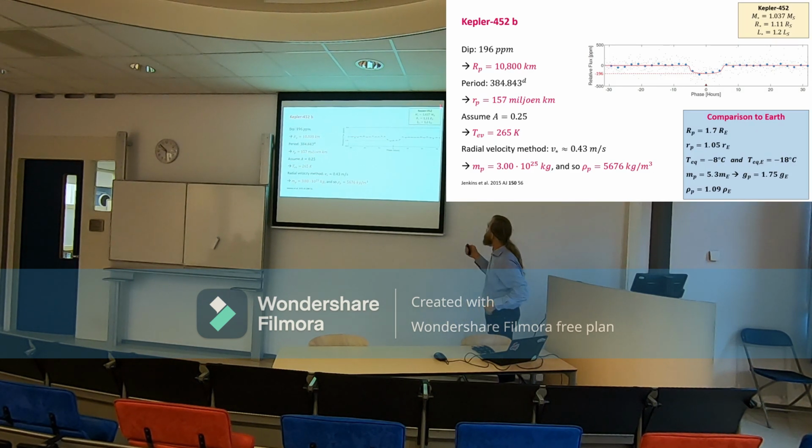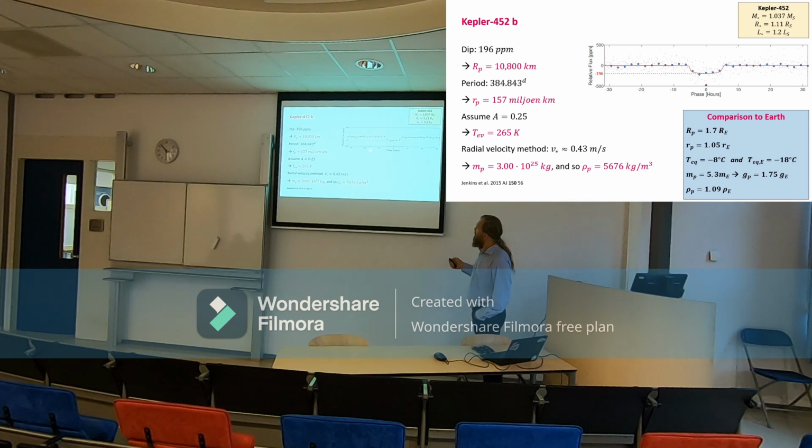So we have this star, Kepler 452. You see these numbers: the mass slightly more than the sun, radius slightly more than the sun, luminosity slightly more than the sun. That works like that. I mean, if you have a more massive star, usually it's bigger and usually it shines more, right? So we measure the luminosity, we find this, and then there's a small dip, as you can see, 196 parts per million. That's not a lot, but okay.